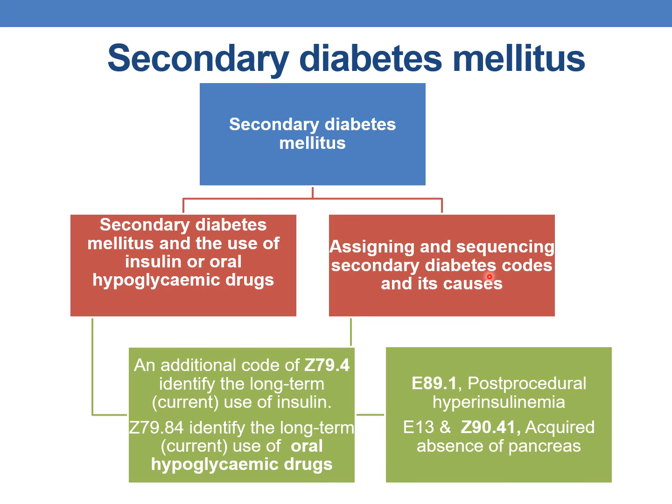And assigning and sequencing of secondary diabetes mellitus and its causes. While assigning, first we need to assign the cause. For example, secondary diabetes mellitus due to pancreatectomy. Here first you give the code E89.1, post-procedural hyperinsulinemia, followed by the type of secondary diabetes mellitus, and additionally the acquired absence of pancreas code is also given.